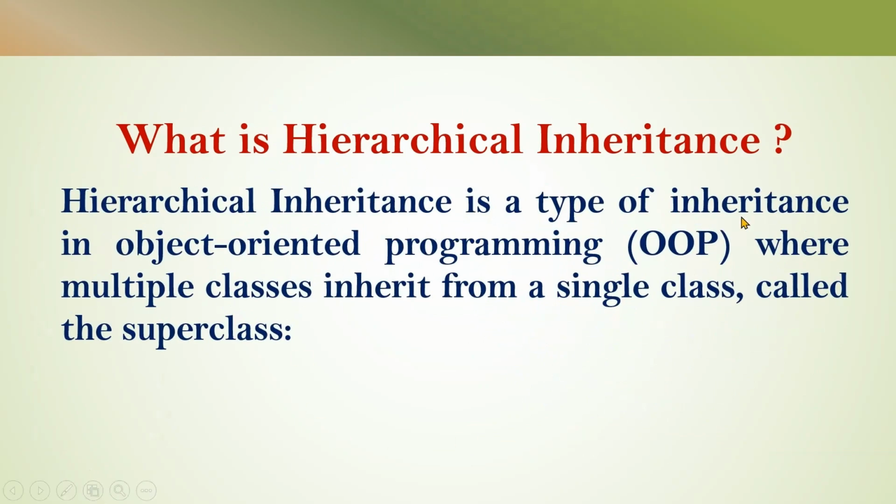Hierarchical inheritance is a type of inheritance in object-oriented programming where multiple classes inherit from a single class called the superclass. So you have a superclass. From that you can derive multiple subclasses. So one superclass with multiple subclasses is called hierarchical inheritance.